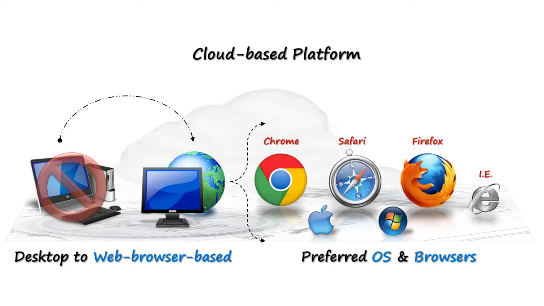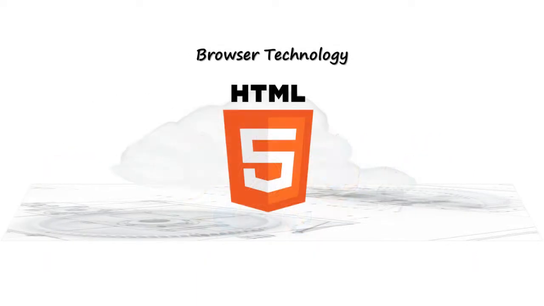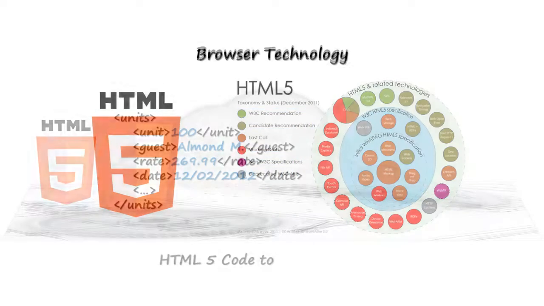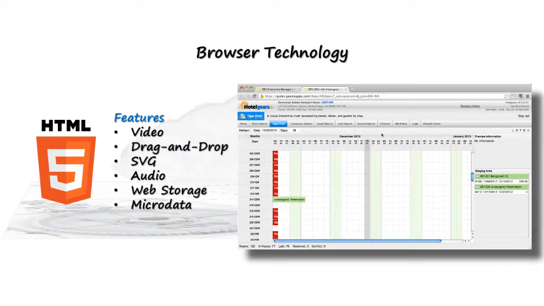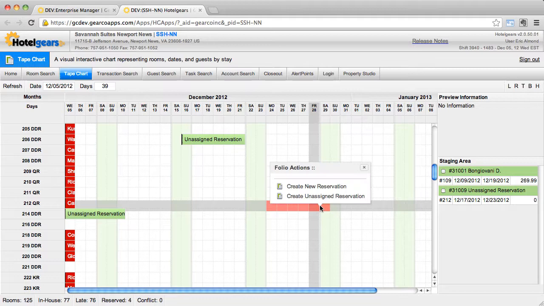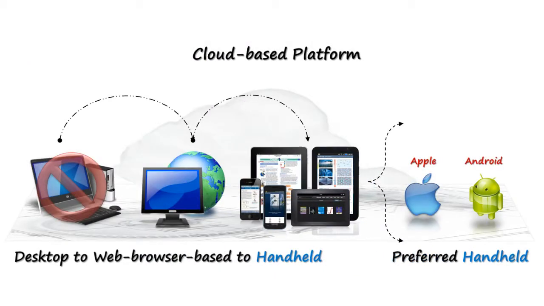Gearco uses the latest in browser-based technology called HTML5, which is a markup language for structuring and presenting content for the World Wide Web and a core technology of the Internet. HTML5 is a requirement for the advanced systems we provide to our customers. Our supported handheld devices are iPhone, iPad, and Android phones and tablets.